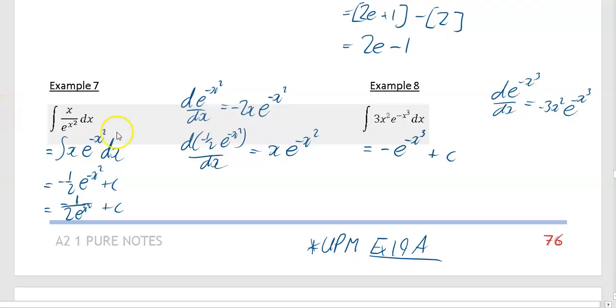Okay, you're now ready to do the Understanding Pure Mathematics book, exercise 19a.